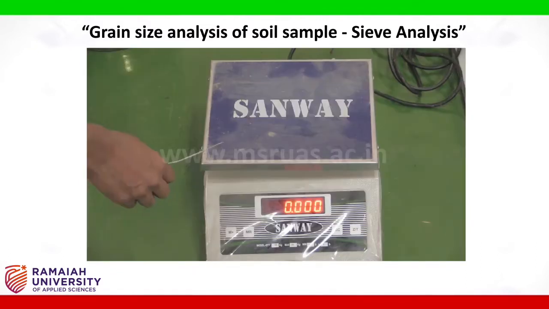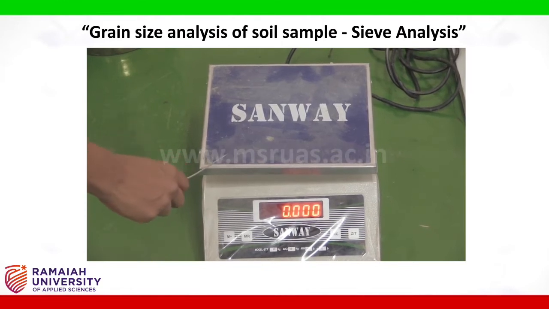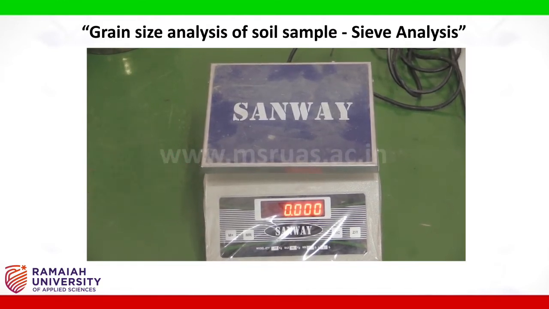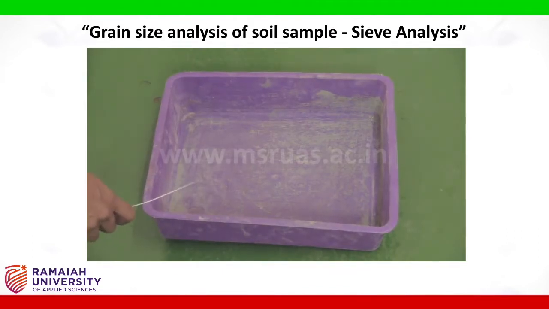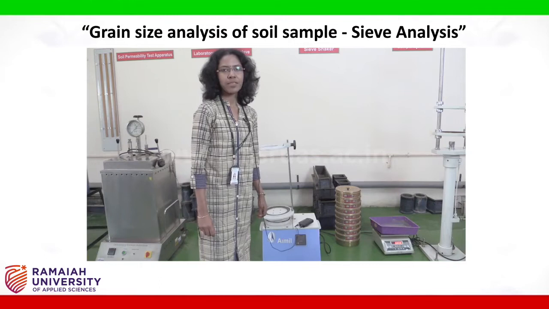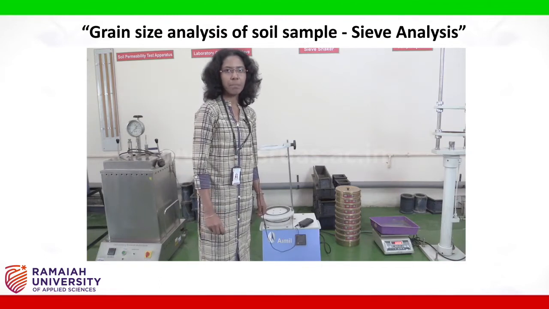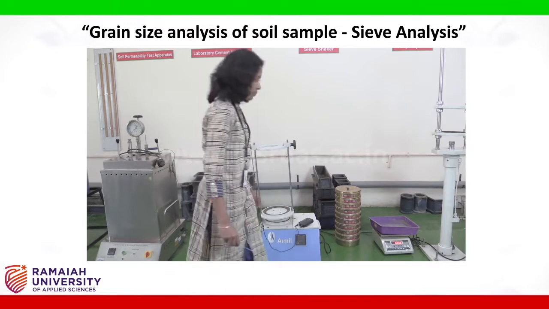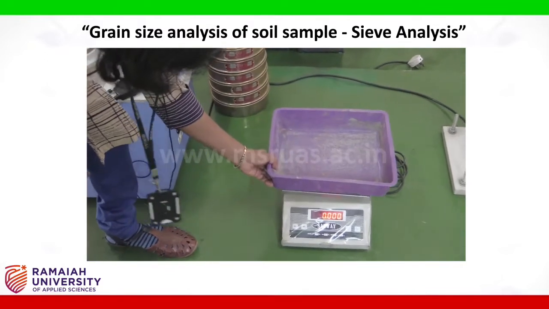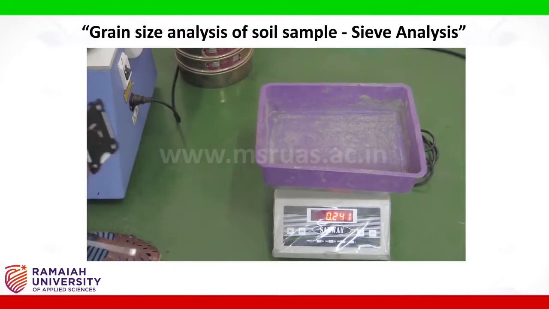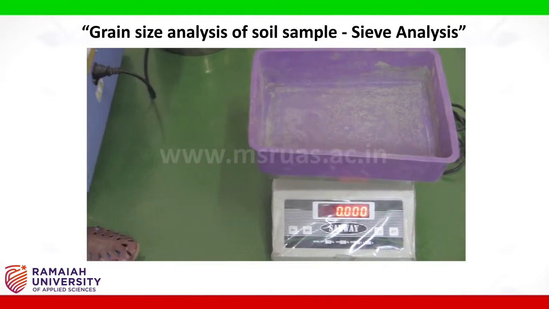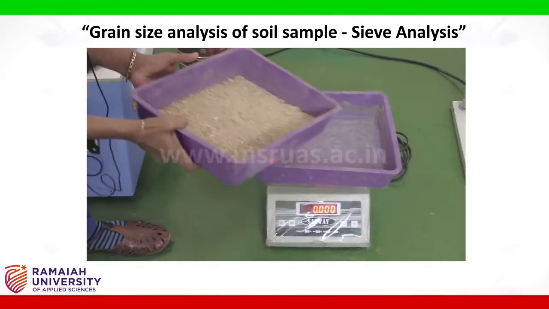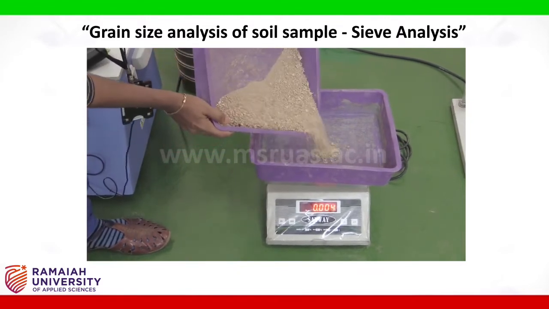A weighing balance is used to weigh the sample, and the accuracy of the balance should be approximately plus or minus 0.01 grams, and a pan for collecting the soil sample. This is a pan which is taken to collect the soil sample. To start the experiment, first we take the pan and keep it on the weighing balance and tare the weight to 0. Now the empty weight is 0.241. I'll tare it to 0. Now I am going to place the soil sample in this. The soil sample which we take is about 1 kg.